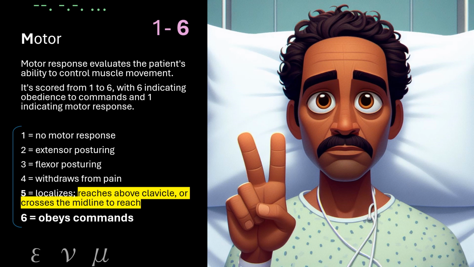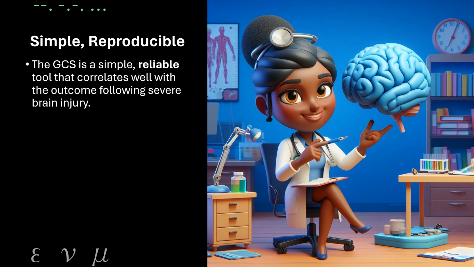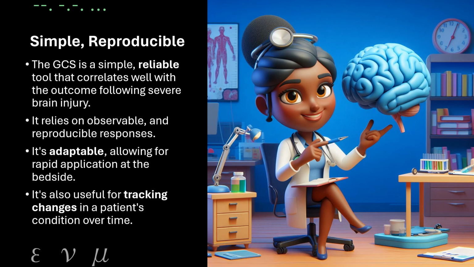Localization, or a score of 5, means that the patient reaches above the level of the clavicle toward the noxious stimulus above the level of the clavicle, or reaches across the midline to the noxious stimulus on the opposite side of the body. The GCS is a simple, reliable tool that correlates well with the outcome following severe brain injury. It relies on observable and reproducible responses. It's adaptable, allowing for rapid application at the bedside. It's also useful for tracking changes in a patient's condition over time.